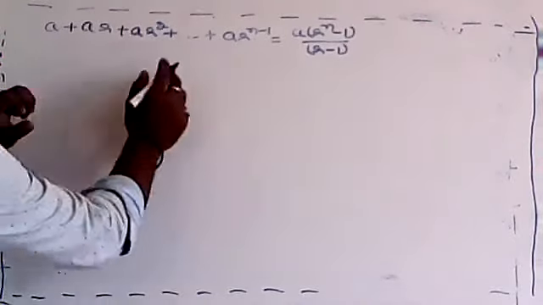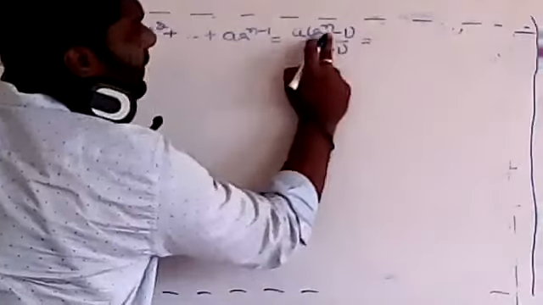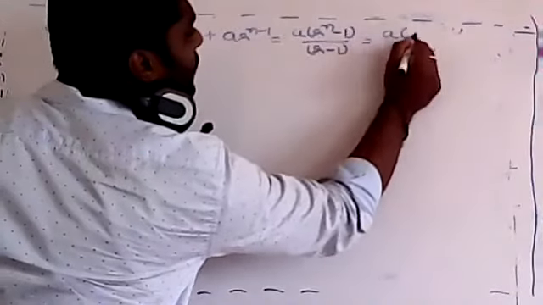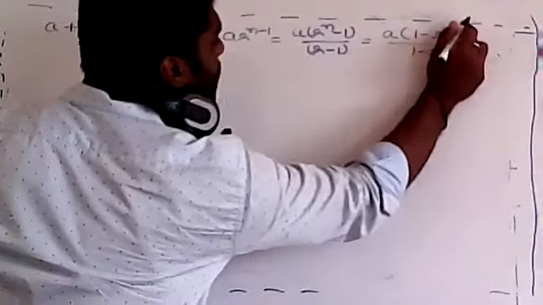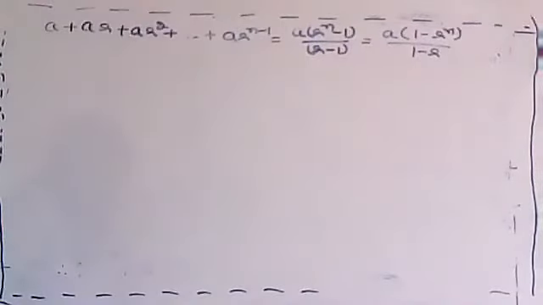Okay. Or we can write this one as what? If you take common minus, can we write this one as 1 minus R to the power of n divided by 1 minus R? Both are same only, no? Correct? 1 minus R to the power of n divided by 1 minus R only.